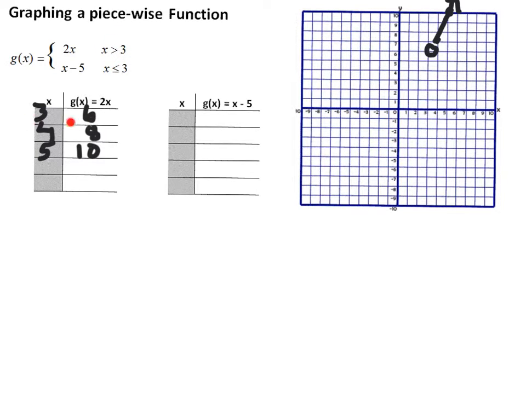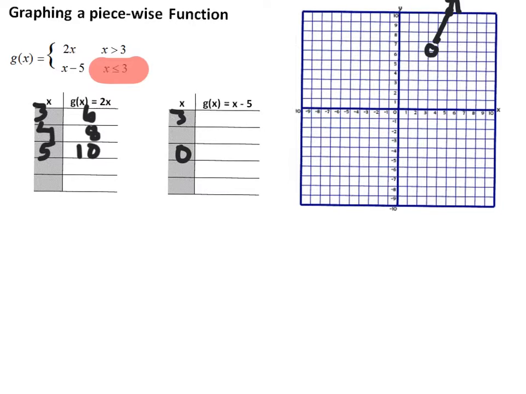Now why did I use 3 again? Well, because I need a place to start where the open dot is. Now I'm going to go over and use numbers that are less than 3 for the other one. Less than or equal to 3. So again, I'm always going to use 3. So let me put in a 3 there. Less than, I might as well put in like a 0.